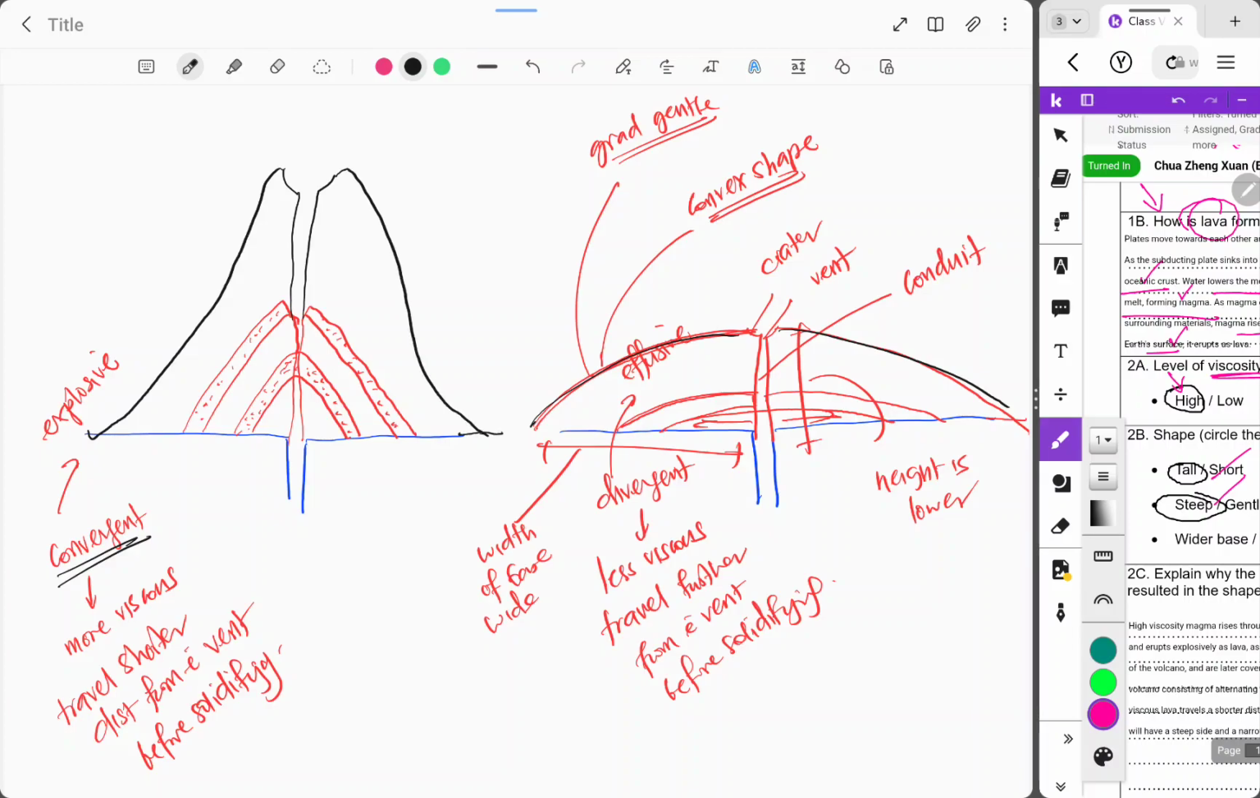Because the solidifying happens mostly at the top, mostly at the vent, it doesn't spread as far down. It becomes over time steeper and steeper. Yes, it's steep, but especially steep at the top. It doesn't get steep everywhere because otherwise the thing will collapse. So it's a steeper gradient. The width is not as large, it's narrower. For sure, the height will be greater.